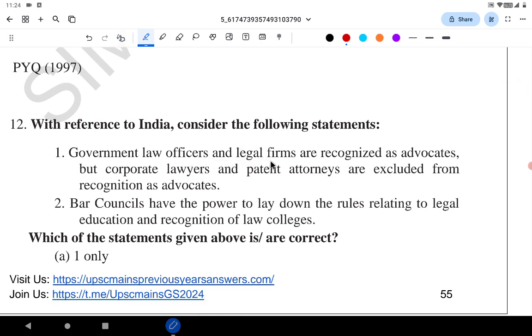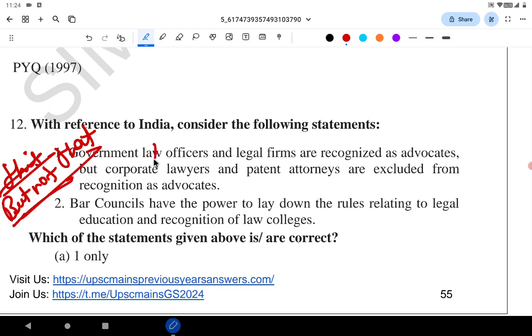Government law officers and legal firms are recognized as advocates, but corporate lawyers and patent attorneys are excluded from the recognition of advocates. Again, this but not that. This is another typical way of UPSC cooking up a wrong statement. They say government law officers are recognized as advocates, but corporate lawyers are not. They are recognized, these are not recognized. This format is wrong. Bar Council has the power to lay down the rules relating to legal education and recognition of law colleges. This is correct. Statement 2 is correct.